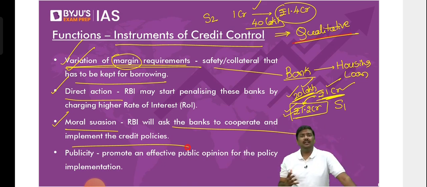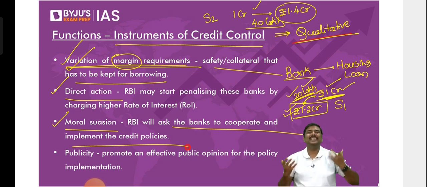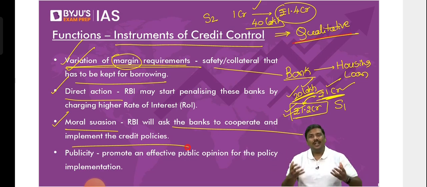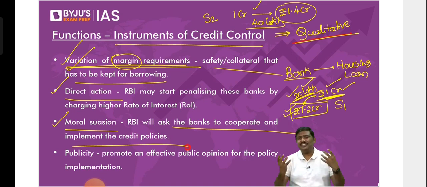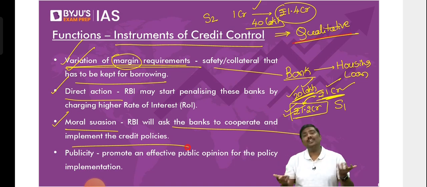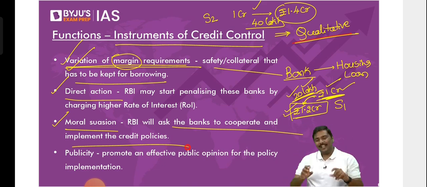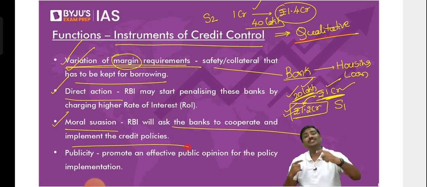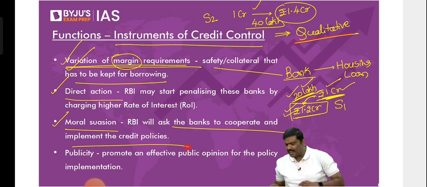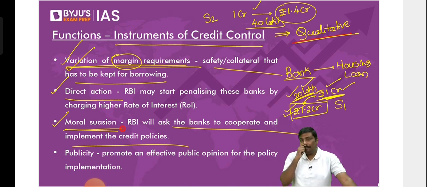What is the whole idea here? RBI will prod you or say, why are you doing this? Please don't. I have implemented a policy. You are not following. What is the problem? Please follow, or else the tone will change. RBI will simply ask you, why are you not following? I will send a notice to you. So either through threat or through consoling, RBI wants you to follow the guidelines. That is the basic idea of moral suasion.